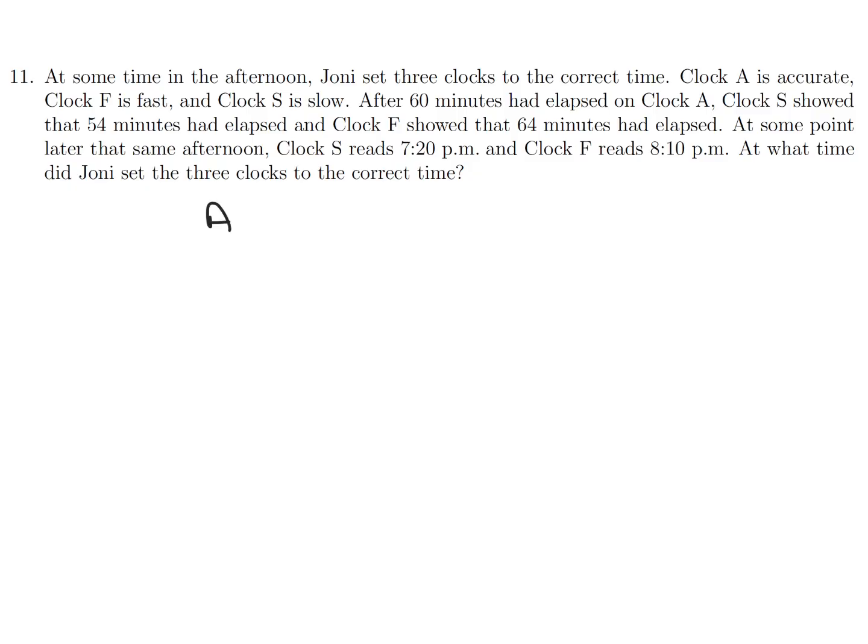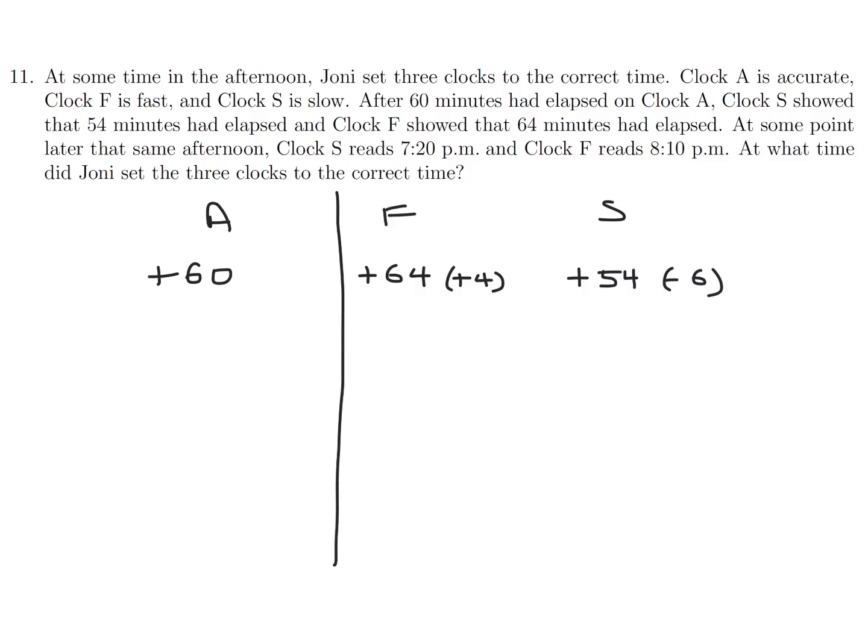So we have A, F, and S, right? We have 60 minutes elapsed. This will be 64, and this will be 54. So this is a plus 4, and this is a minus 6 type situation. Let me just draw some lines here. So the difference between F and S is 10. And that's all they give us, really. That's not much.